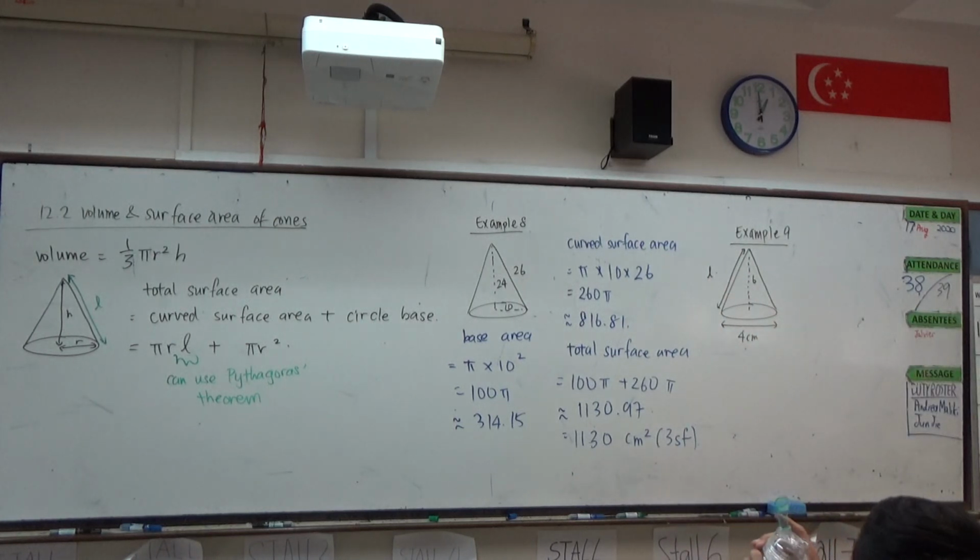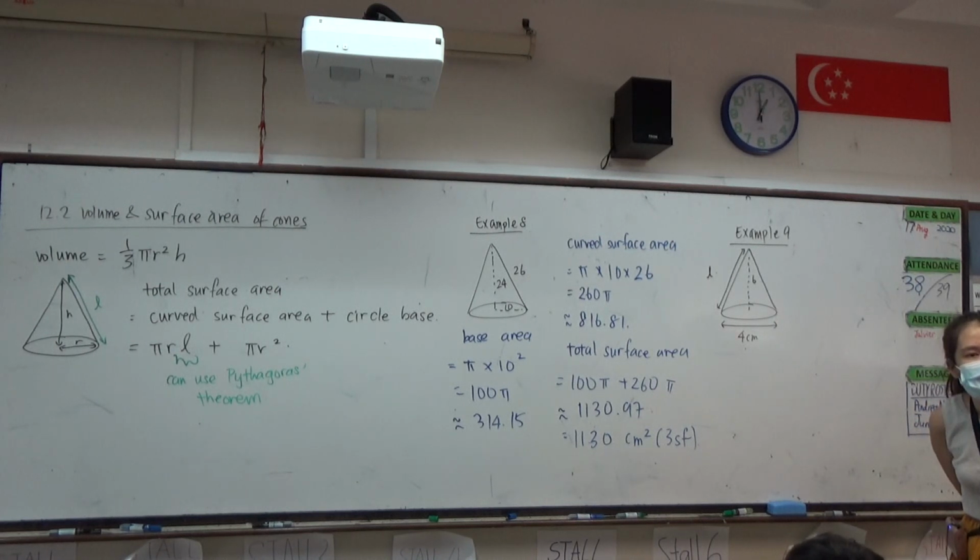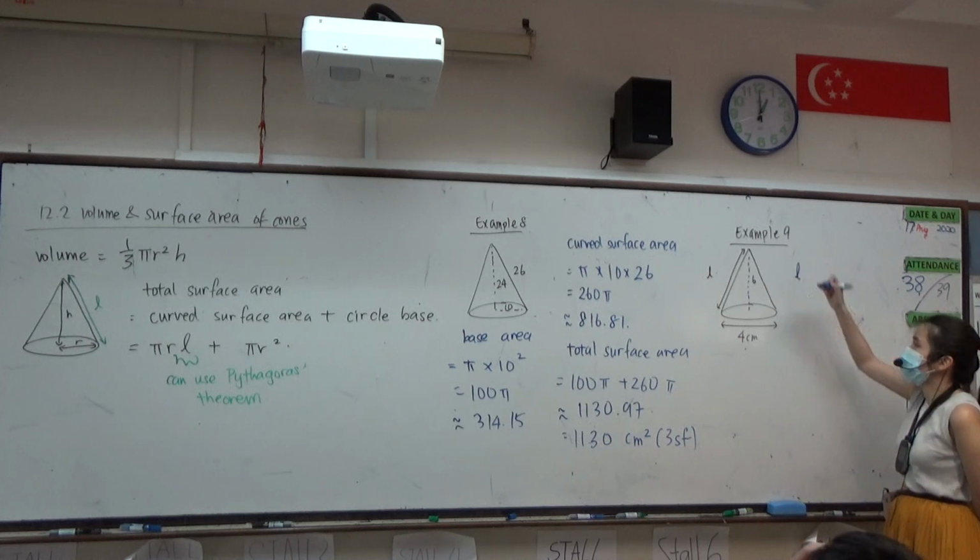Okay, example 4. You want to find the total surface area still for this cone here. How should we go about finding the total surface area? Master of simple working, give me a simple working. Find the slant height, L. So how to find the slant height?